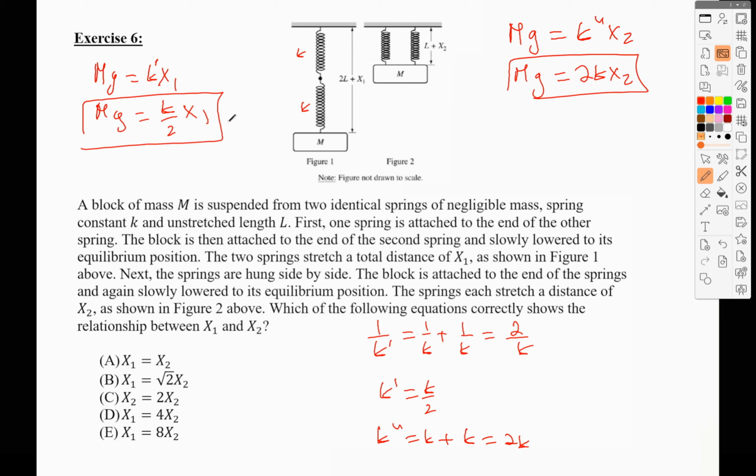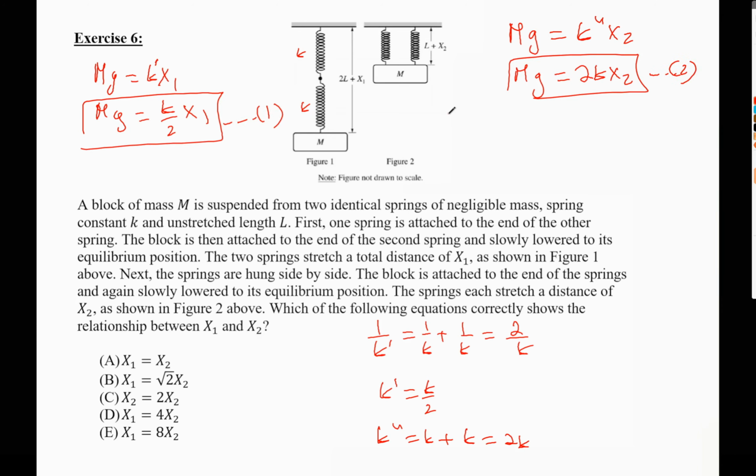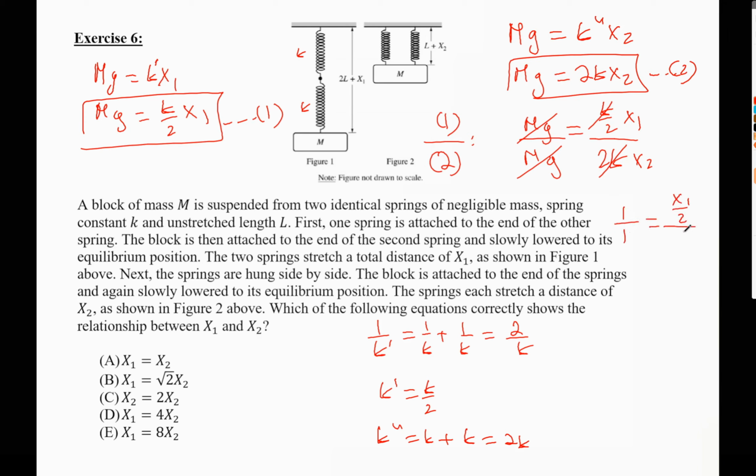Now let's do the first equation over the second equation. That would be mg, which is (k over 2) x1, over mg, which is 2k x2. Now mg with mg would cancel, k with k would cancel. We would have 1 over 1 equal to x1 over 2 over x2 multiplied by 2.